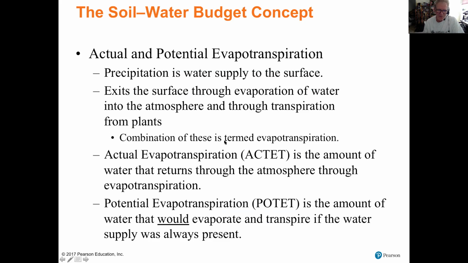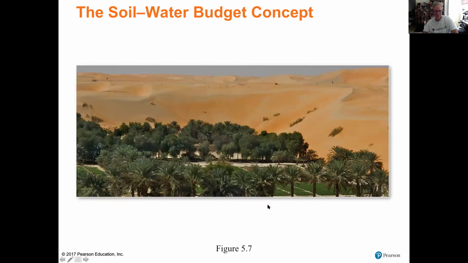Now, there's two types. There's what we call actual, A-C-T-E-T. That's the amount of water that returns to the atmosphere through evapotranspiration. And what we call potential evapotranspiration is the amount of water that would evaporate if the water supply is always present. So this is a theoretical amount, and this is the actual amount. This is going to vary, but this is kind of the baseline when we create these models.